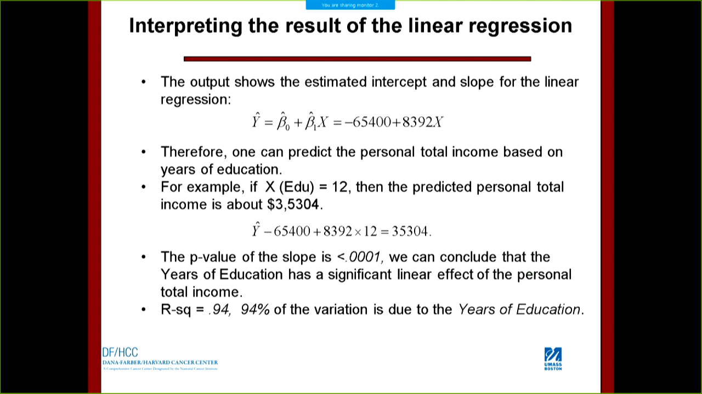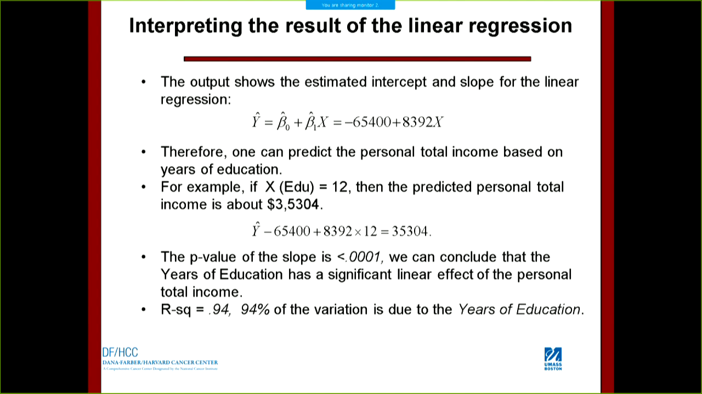Why does the sign become minus here? So we predict the personal total income is about 35,000. Okay, so it's a positive value. So if this x equals 0, then you get the negative value. But usually this never happens, years of education equal to 0.